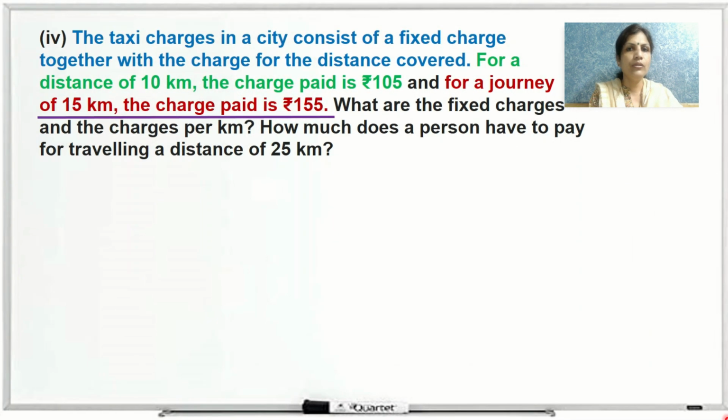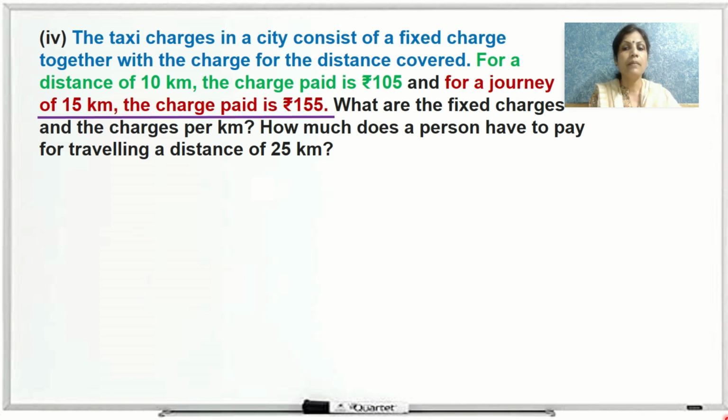This is another very good, interesting sum. Just have a look at this. A taxi charge in the city consists of a fixed charge together with the charge for the distance covered. For a distance of 10 km, the charge paid is rupees 105, and for a journey of 15 km, the charge paid is rupees 155. What are the fixed charges and the charge per kilometer?